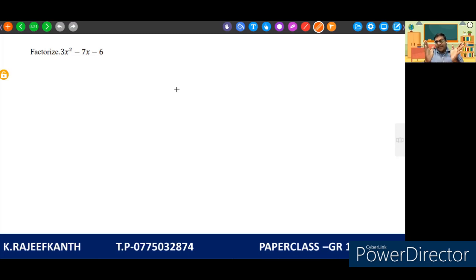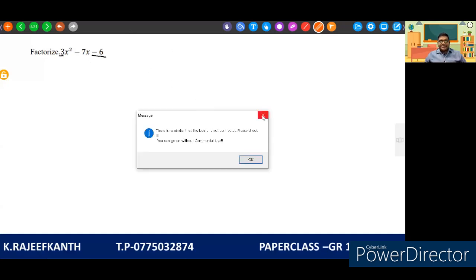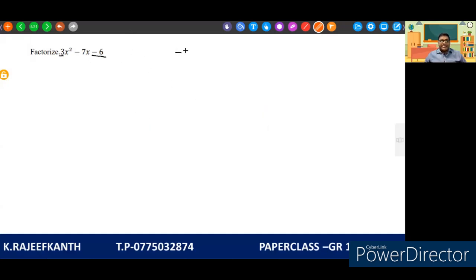Then after that we have to write those numbers. Here minus 7x is there, so we have to write that minus 7x as minus 9x plus 2x. Then we have to factorize that. We have to take the common factor of those expressions, then we can factorize. Here our first step is to multiply this minus 6 by 3. Then minus 6 times 3 is equal to minus 18.